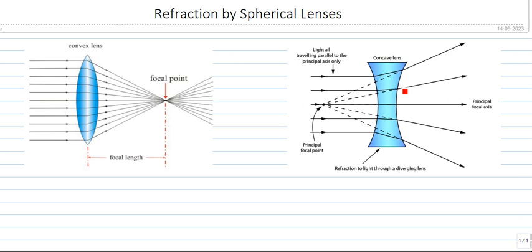So then, as you see, there are two spherical surfaces for the lenses. Each of these spherical surfaces forms part of a sphere. When we saw mirrors, we saw the mirror forms a part of a single sphere. Now we have two spheres.